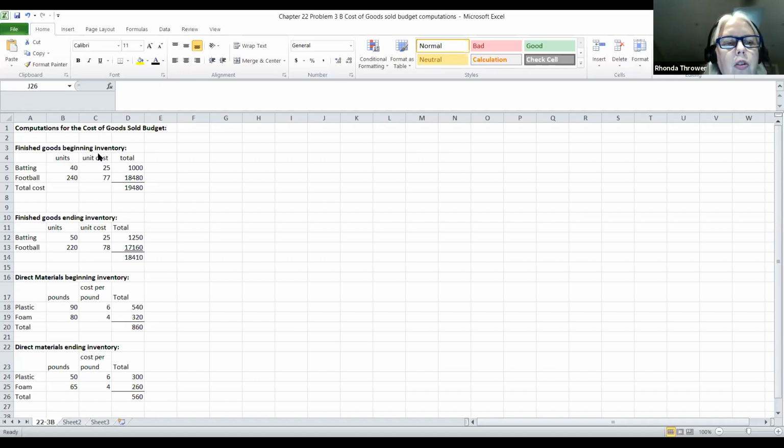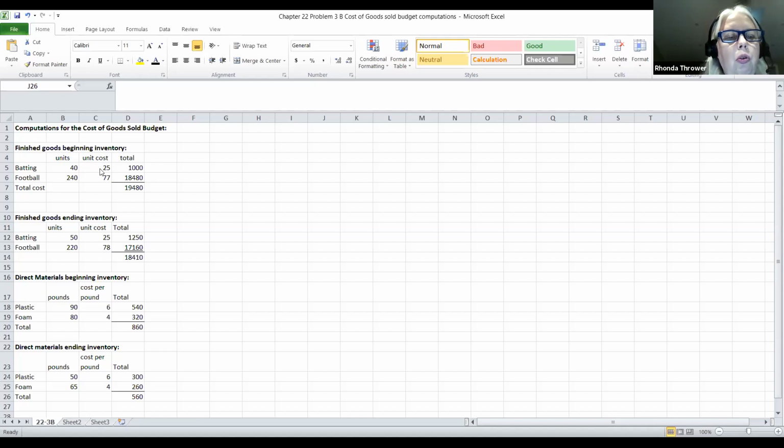We're going to start by finding what the finished goods beginning inventory is. And what we have to do is look at each one of the products that we're producing. The batting helmets and the football helmets are going here. We need to know the units that are in the beginning inventory at March 1st. Finished goods inventory at March 1st is what we're looking for here. And that's in the information that was given in Cengage. You also want to find the unit cost of that beginning finished goods inventory. And these amounts are found in the given information in Cengage.